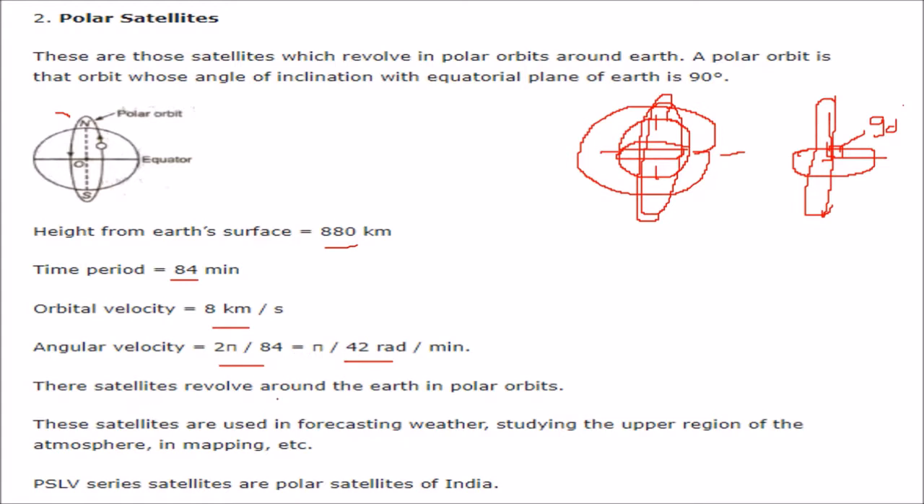These satellites revolve around Earth in the polar orbit, or near polar orbit. They are used for various purposes like Earth observation, natural resources observation, forecasting weather, studying the upper region of the atmosphere, say in geometric or GIS mapping. Polar Satellite Launch Vehicle, PSLV, is the series of vehicles which launch the polar satellites of India.